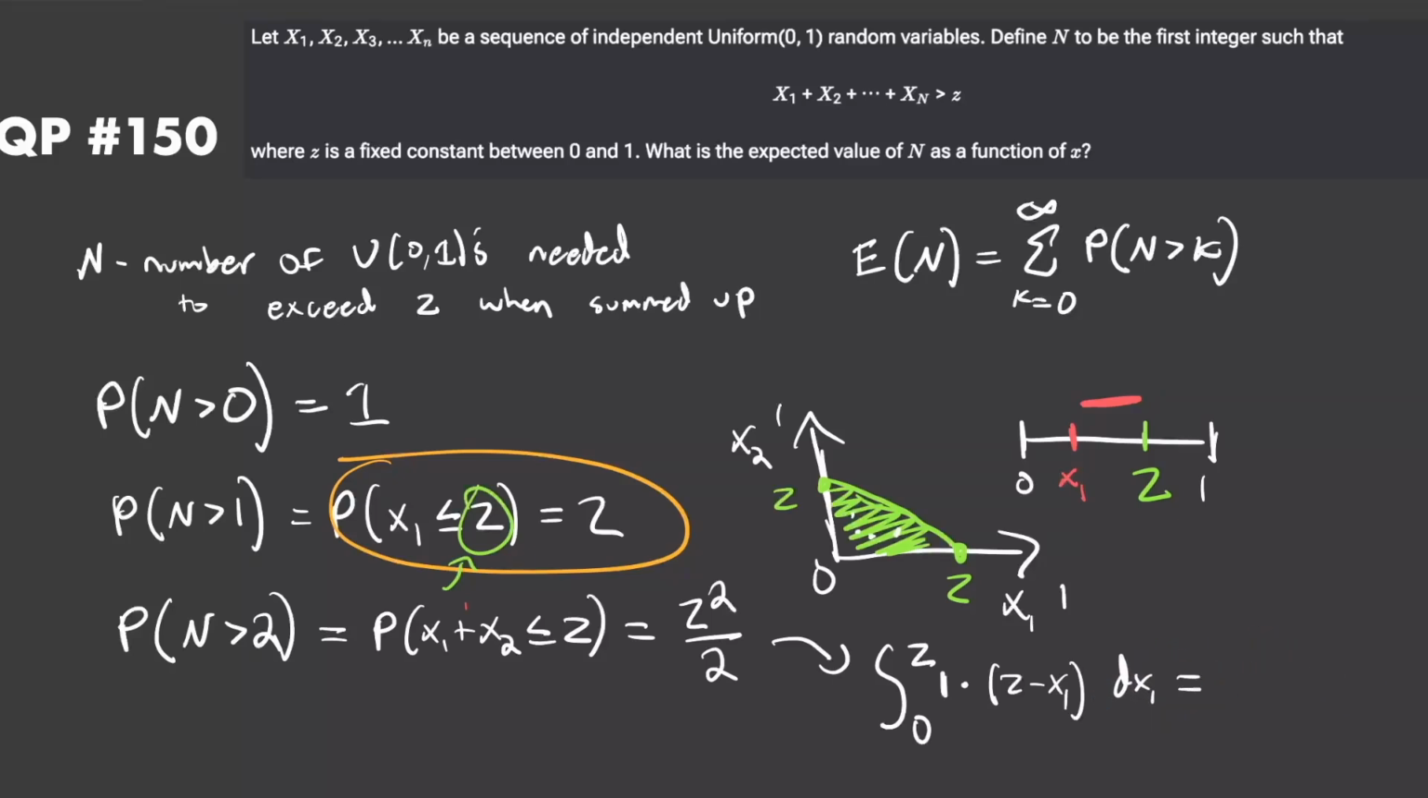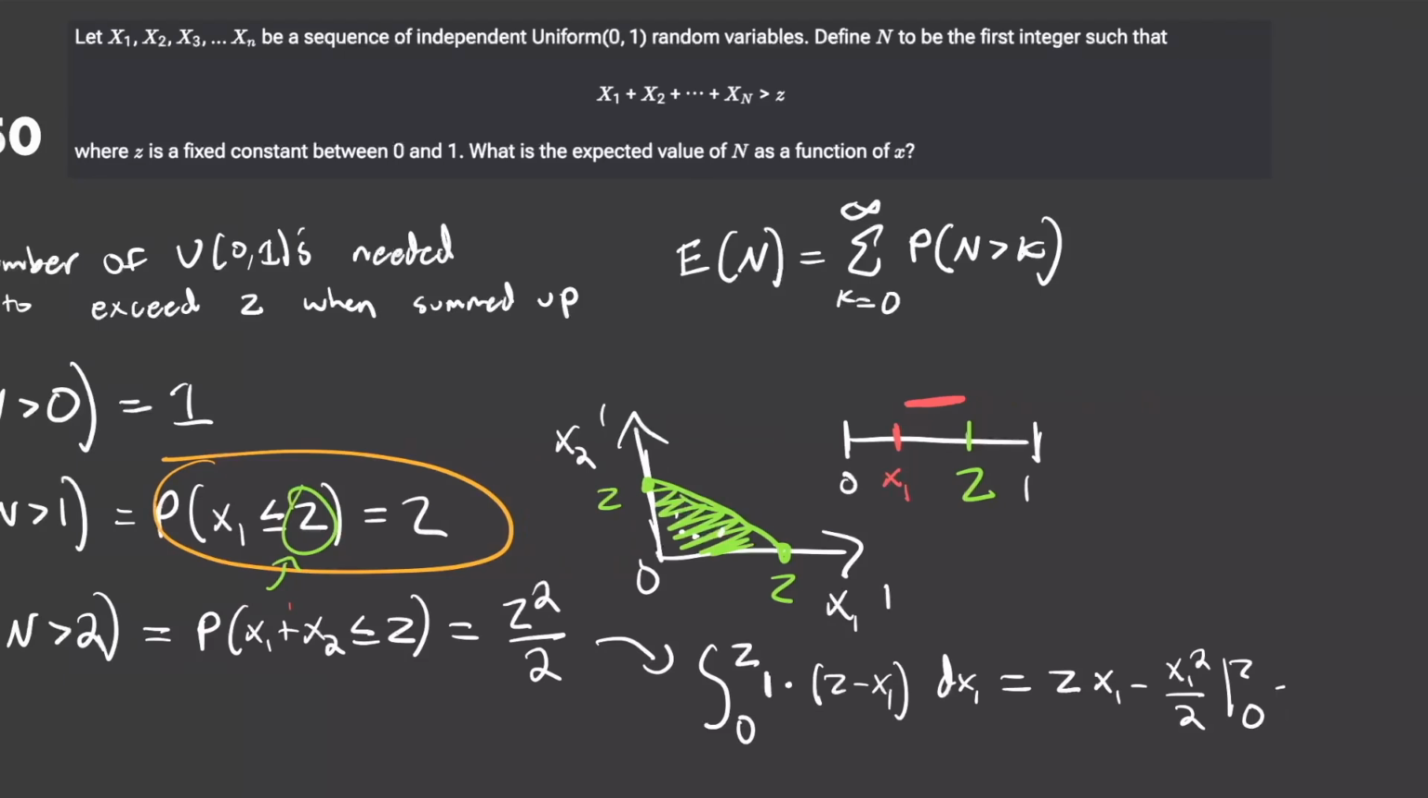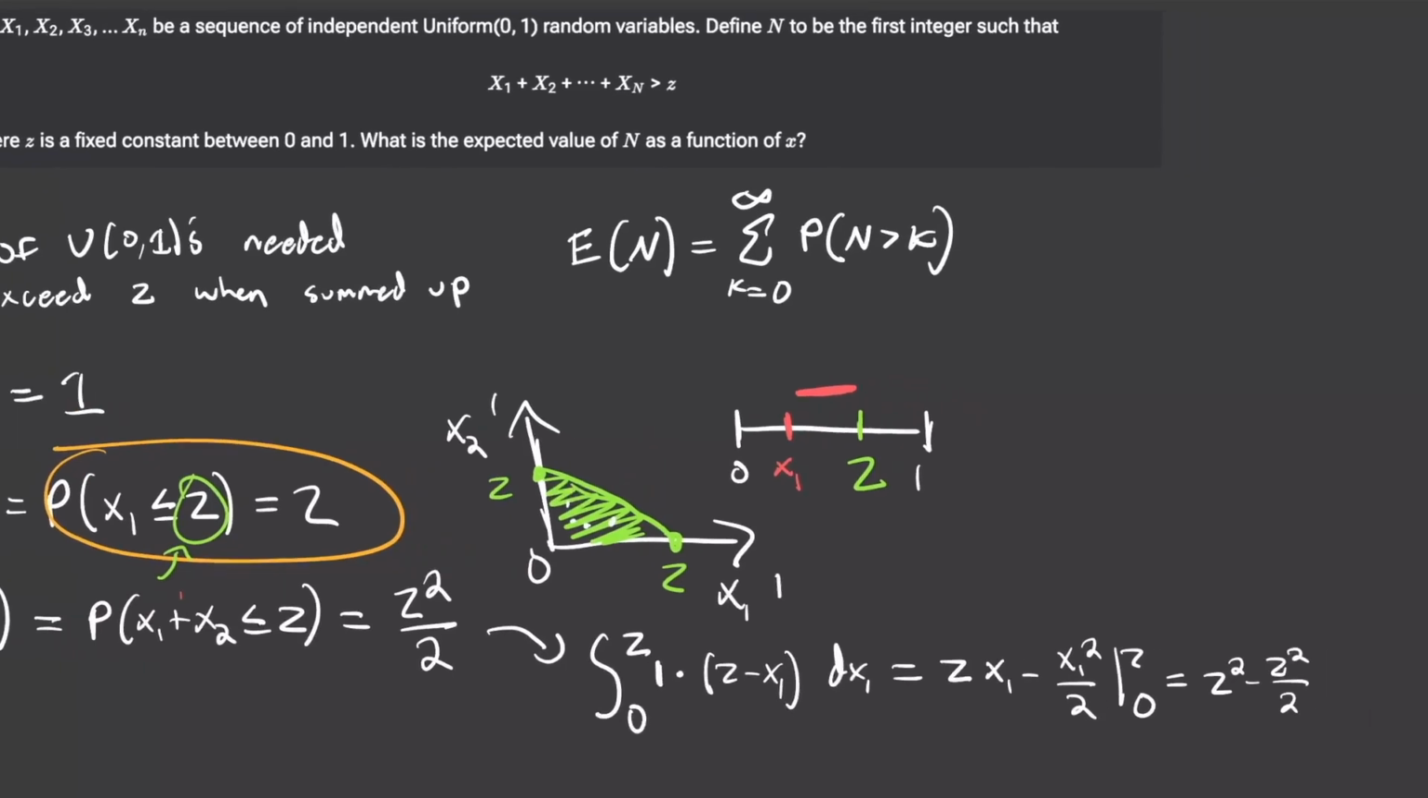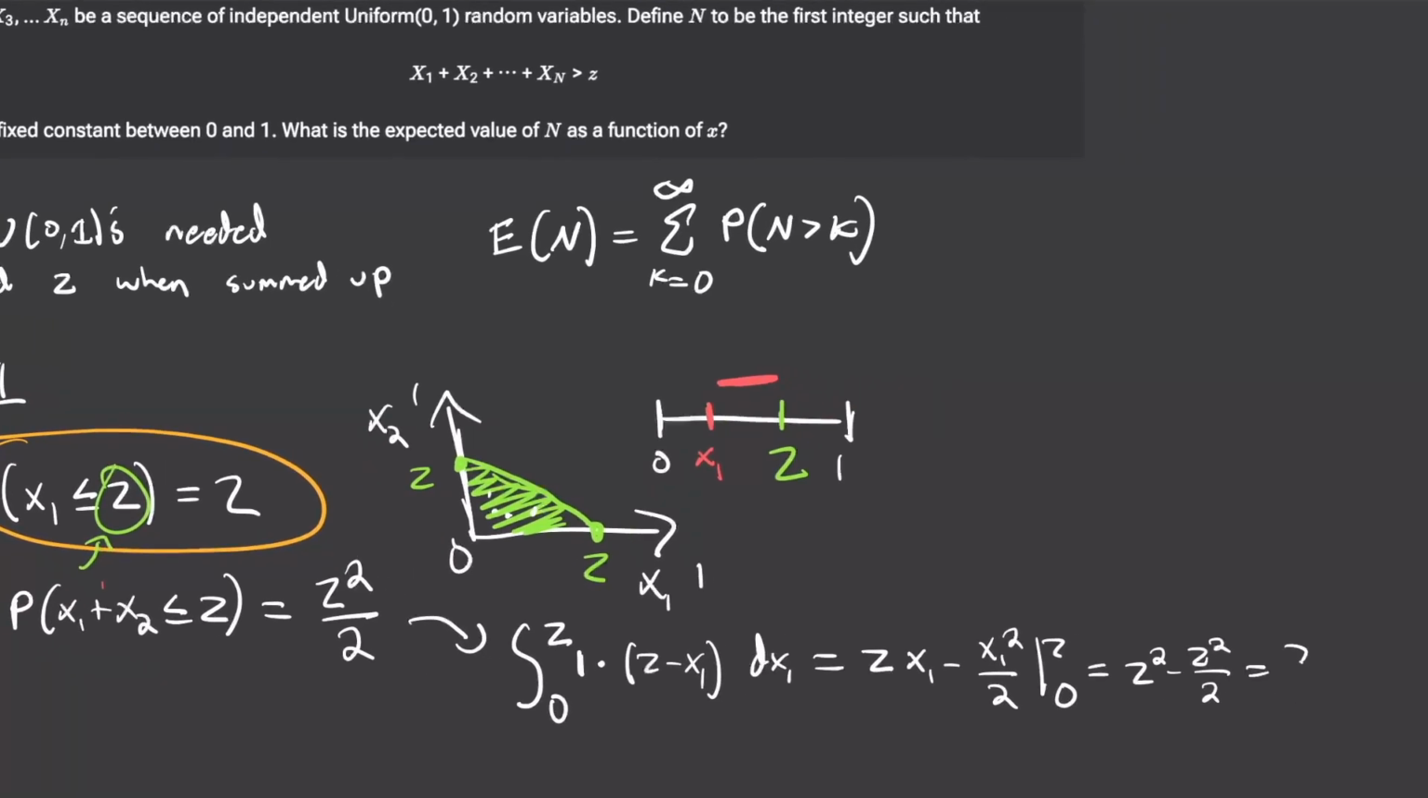Now, when you do this integral right here, we're just going to get z times x1 minus x1 squared divided by 2, evaluated from z to 0. When we plug in z for x1, we just get z squared minus z squared on 2, which is going to just give us again z squared on 2.